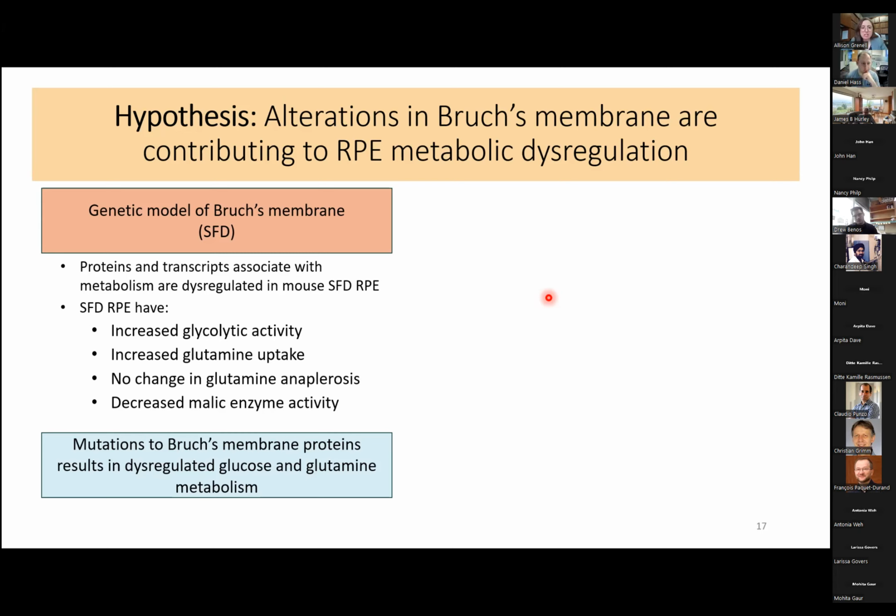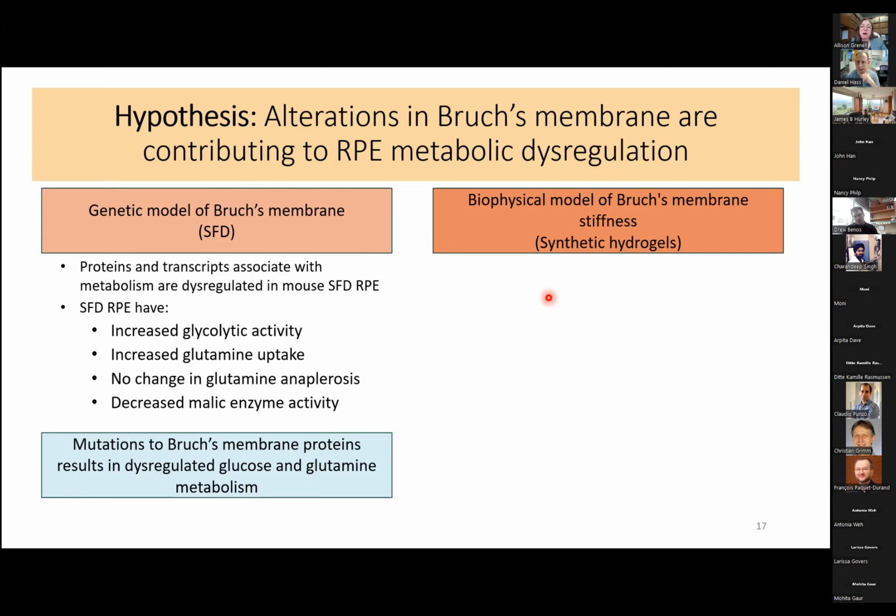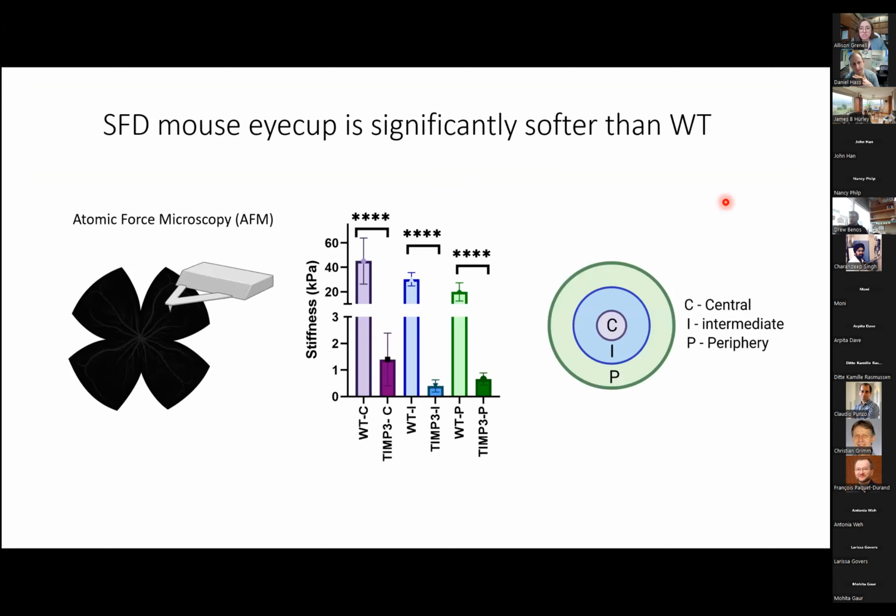All right. So next, I'm going to talk about the biophysical model of Bruch's membrane that we've looked at using synthetic hydrogels. The initial result that inspired the project to go in this direction was atomic force microscopy that was conducted in our SFD mouse. Here we used AFM, which essentially uses a cantilever to press down on the tissue and then measure the amount of displacement that occurs when you're pushing down, in order to measure substrate stiffness and biomechanical properties.